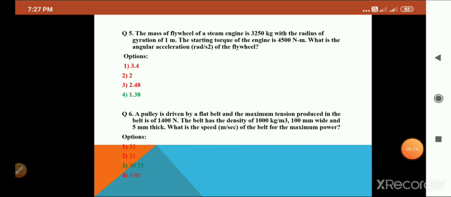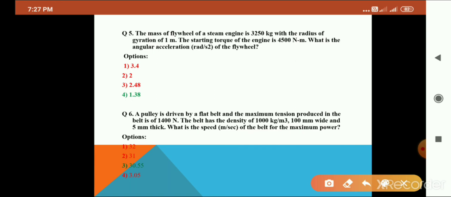Here a pulley is driven by a flat belt and the maximum tension produced in the belt is 1400 Newton. The belt has a density of 1000 kg per meter cube and is 100 millimeter wide and 5 millimeter thick. What is the speed of the belt for the maximum power? So you have to know the relation first. So what is the relation?